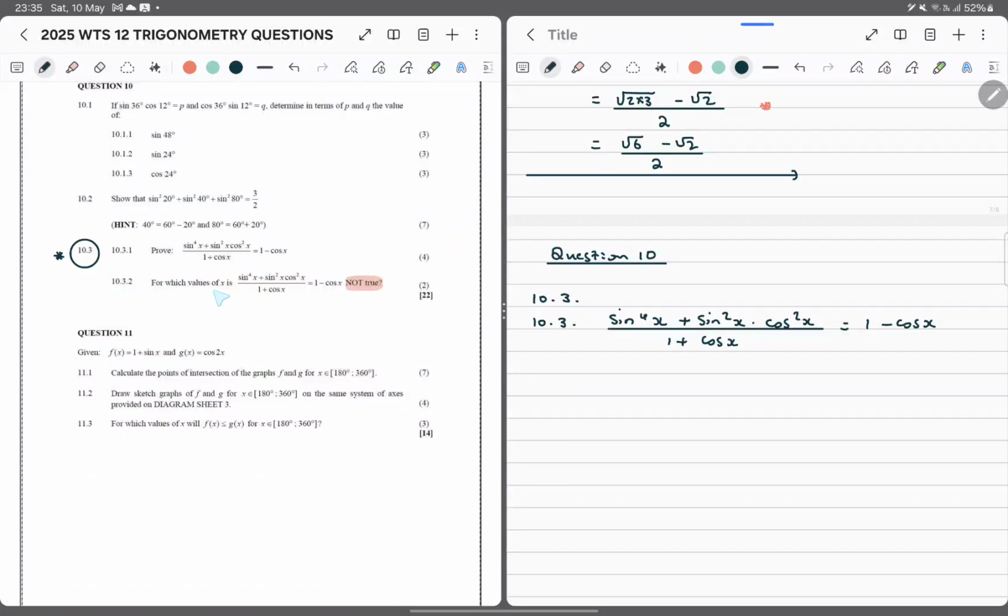It says now, for which values of x is this situation equal to that not true? Which values of x? I was supposed to prove the identity, man. Let's leave this one for later. Okay, I like this question. It's a higher grade question, actually.